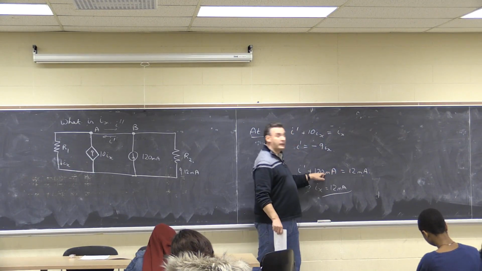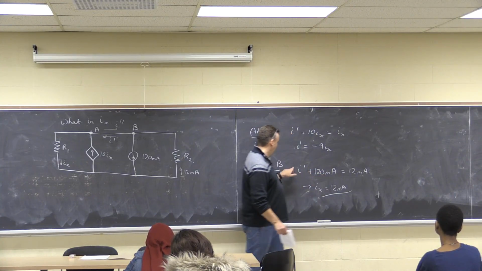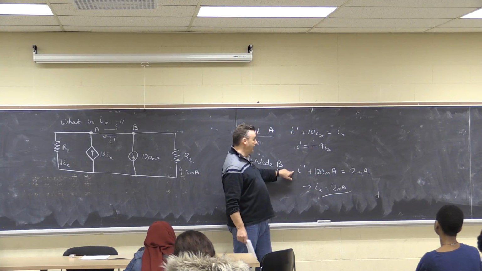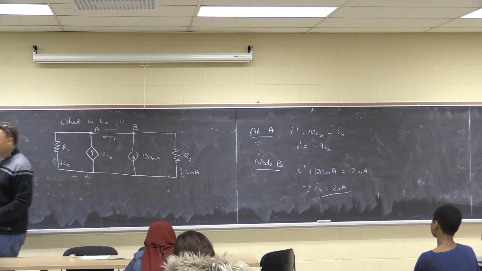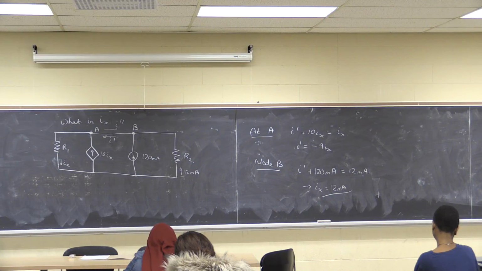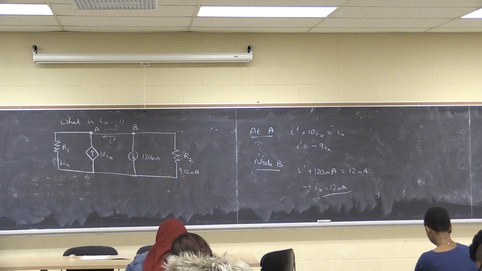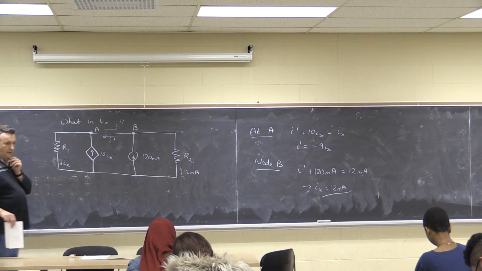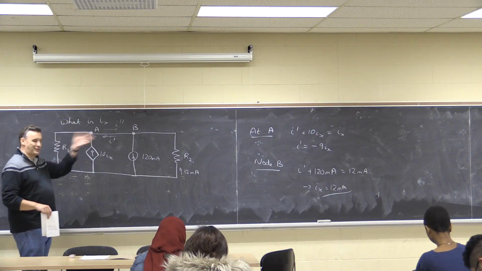Okay, so 12 minus 120 is 108. This is negative 9 IX, so 108 divided by 9 is 12. And the negatives cancel to give me a positive current. So IX is 12 milliamps. Questions? I solved it in a different way, but I got the same answer. That's fine, that's just the way I solved it.